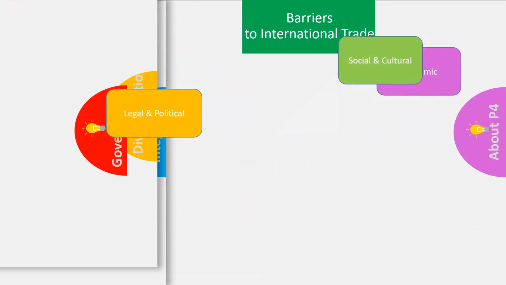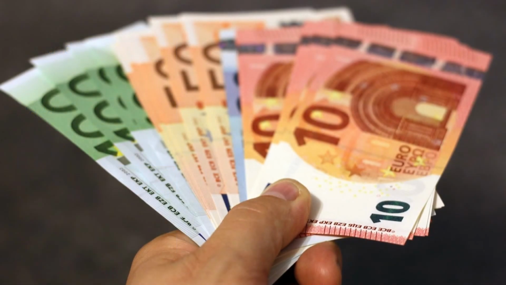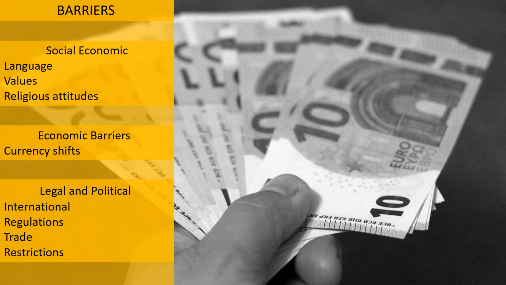Okay, now ultimately what we're talking about, all these factors are going to have an effect on your profit margins. So again, these things need to be taken into account. Other factors that you need to take into consideration, even in terms of the marketing mix, social economic factors, the language, the values, the religious attitudes. There are certain things you can and can't do in certain countries.